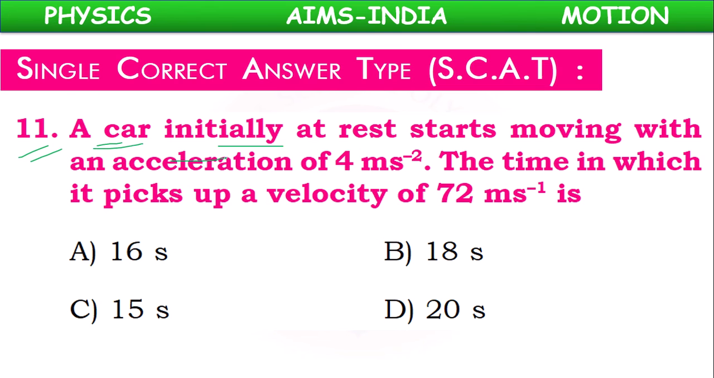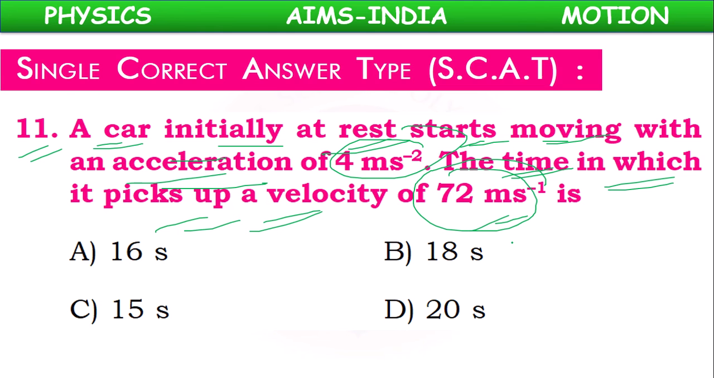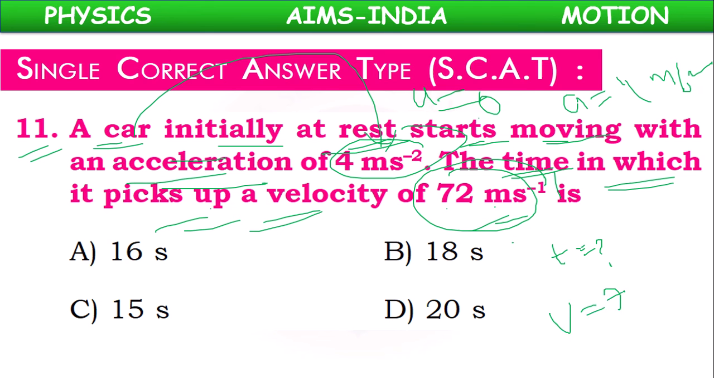A car initially at rest starts moving with an acceleration of 4 meter per second square. The time in which it picks up a velocity of 72 meter per second is. A car initially at rest, beginning at rest means initial velocity is 0, but acceleration is 4 meter per second square. The time value we have to find. In how much time it will pick up a velocity of 72 meter per second. Final velocity is 72 meter per second. So we have to find the time.